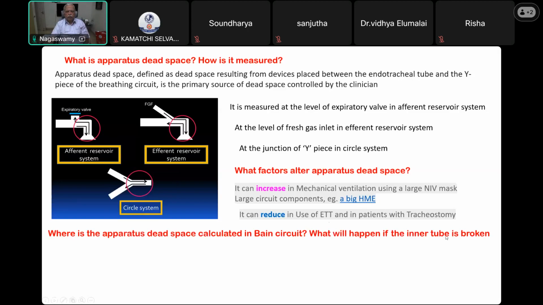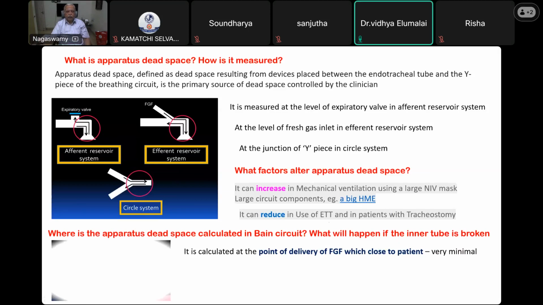And what will happen if the inner tube is broken? This is one of the common quiz questions they ask you. The whole tube will become a dead space. It is at the point of delivery of the fresh gas flow, which is close to the patient. So apparatus dead space is very minimal in the Bain circuit. But if the inner tube is broken, what will happen? The entire tube will become dead space.